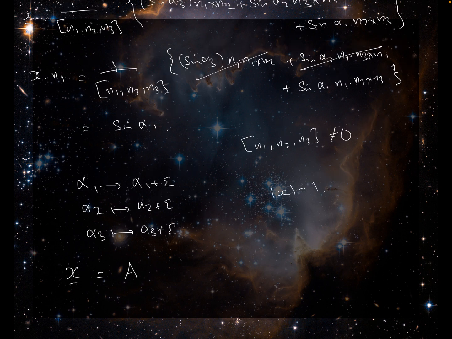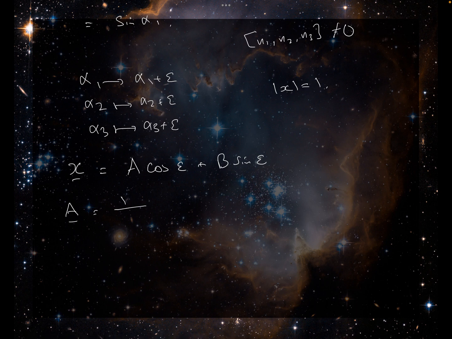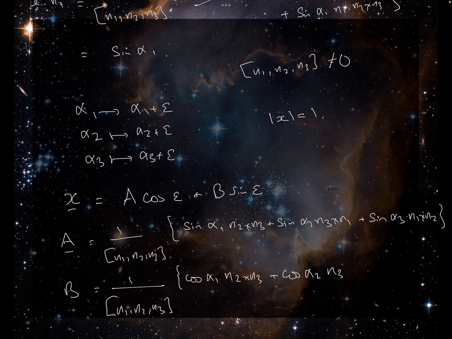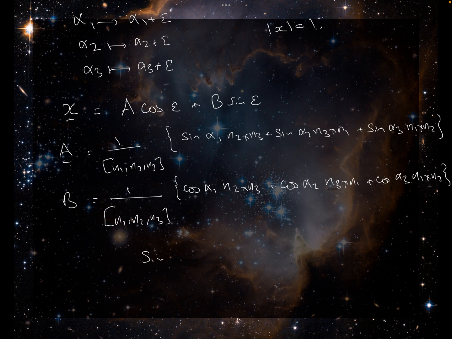In this case, we have x is equal to A times cos epsilon plus B times sine epsilon, where A is 1 over the triple scalar product, the denominator, times sine alpha 1 n2 cross n3 plus sine alpha 2 n3 cross n1 plus sine alpha 3 n1 cross n2, and B is 1 over this triple scalar product times cos alpha 1 n2 cross n3 plus cos alpha 2 n3 cross n1 plus cos alpha 3 n1 cross n2. This follows from the addition formula. Sine of alpha plus epsilon is sine alpha times cos epsilon plus cos alpha sine epsilon.